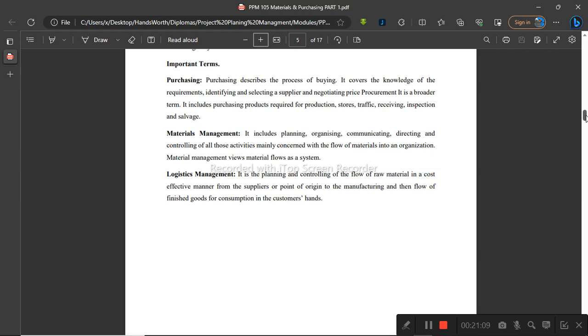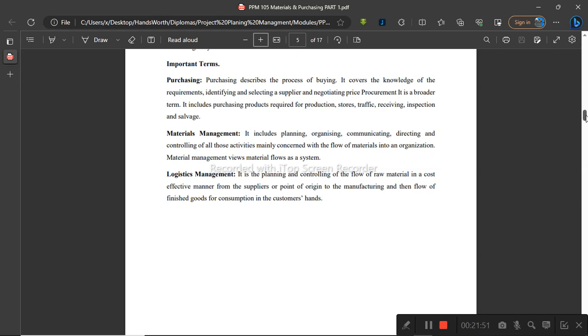And then there's another terminology, which is logistics management. Whenever you hear the term logistics, they're simply talking about transportation. Under materials management, of course, we are looking at how we can properly manage the flows of materials, but it goes beyond just the flows of materials. We are looking at how to properly implement activities that are concerned with the flows of materials into the organization.